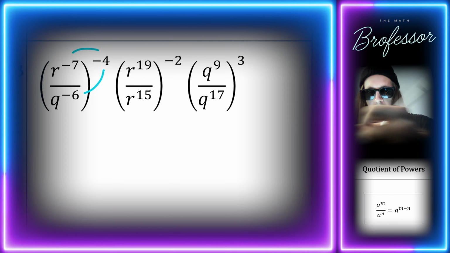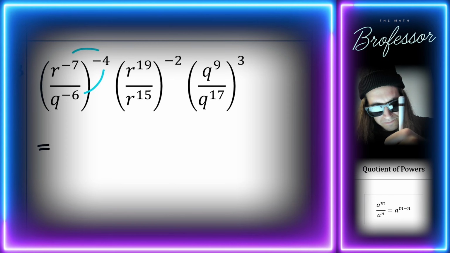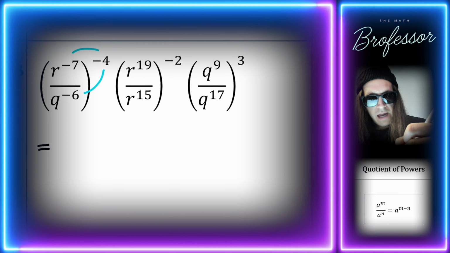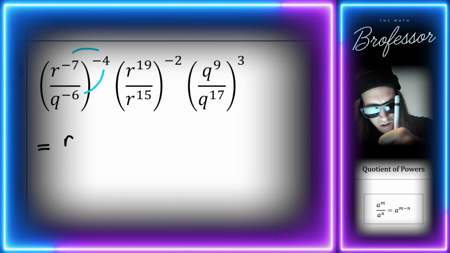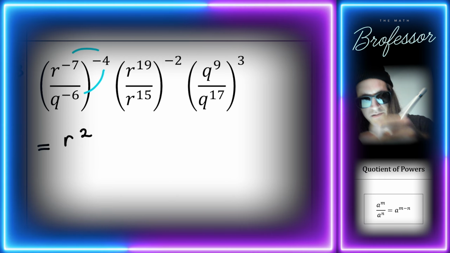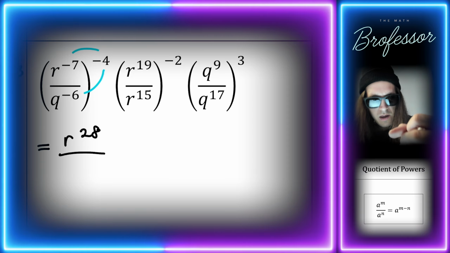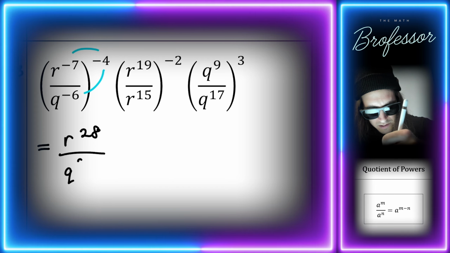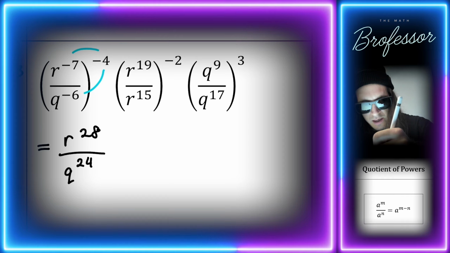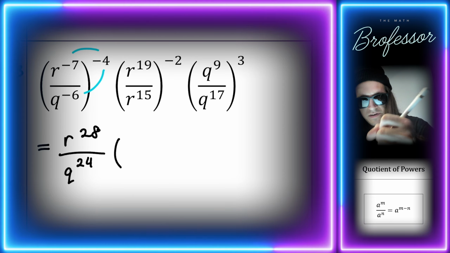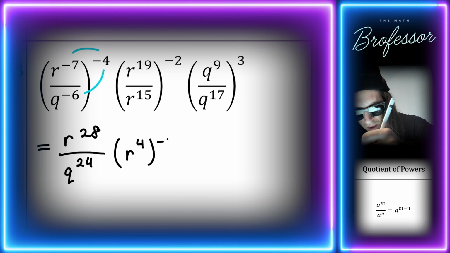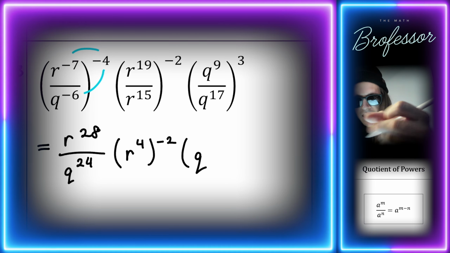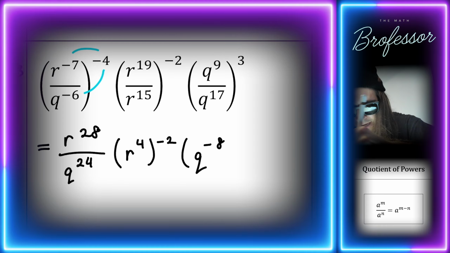So what would the next step look like? We would have R to the positive 28, negative 7 times negative 4 is positive 28, over negative 6 times negative 4 is positive 24. Here, 19 minus 15, subtract the exponents, is going to be 4. 9 minus 17 is negative 8.